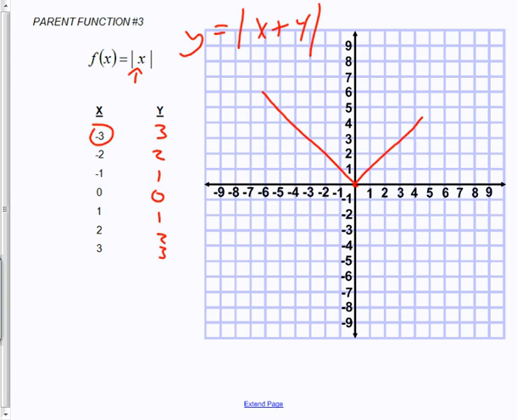Okay, it might be changed a little bit. Just like you're going to be a little different than your parents, the absolute value of x plus 4 would be related to this V. It's just probably going to be moved somewhere, or maybe it's stretched a little bit. Okay, all right.